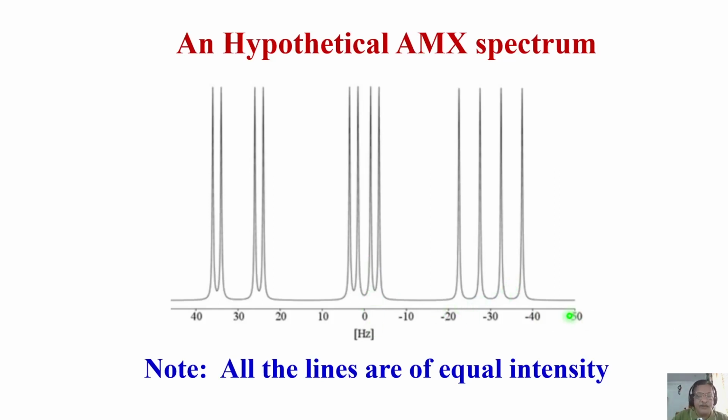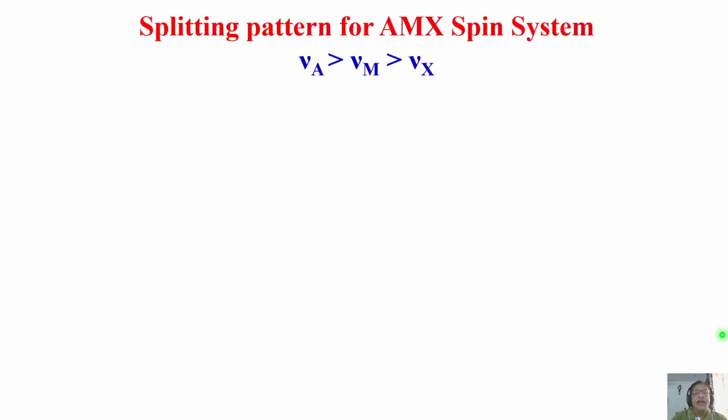Very easily, you can analyze the spectrum and get coupling information. And the center of this multiplet gives you the chemical shift, the center of this gives you the chemical shift, this gives you the chemical shift. So AMX chemical shifts are also known. Very easy analysis. Now let us see the splitting pattern of AMX.